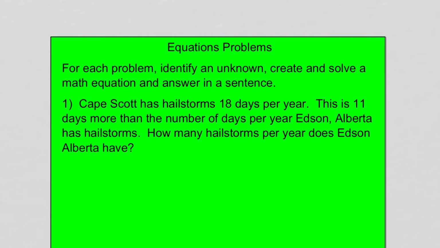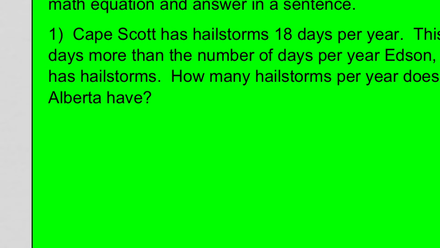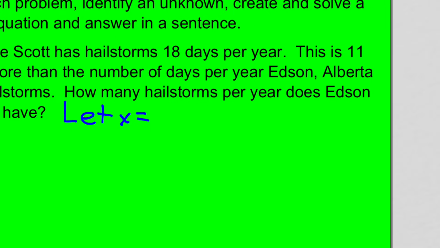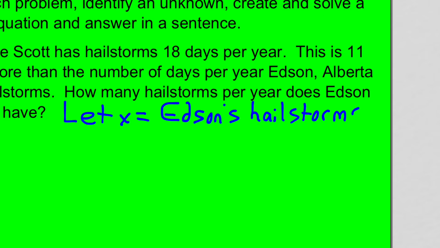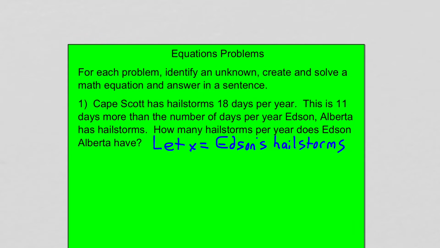So first thing, let's identify the unknown. The question says, how many hailstorms does Edson, Alberta have? That's the unknown, Edson, Alberta's hailstorms. So let's say, let X equal Edson's hailstorms. That's the unknown. Okay, identifying a variable for your unknown. Now what that means is in the problem, wherever you see Edson, that's going to be X.